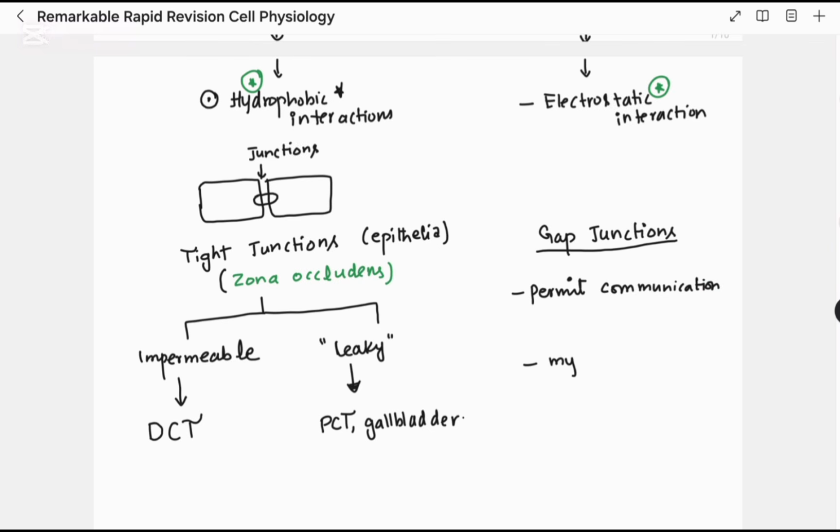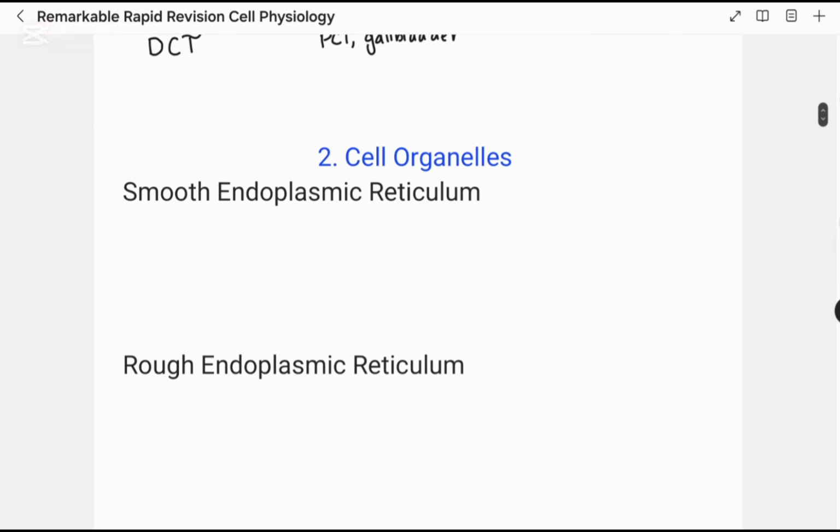Example is myocardial cells. Moving on to the next topic, which is cell organelles.